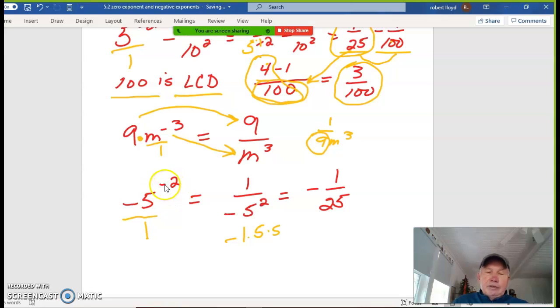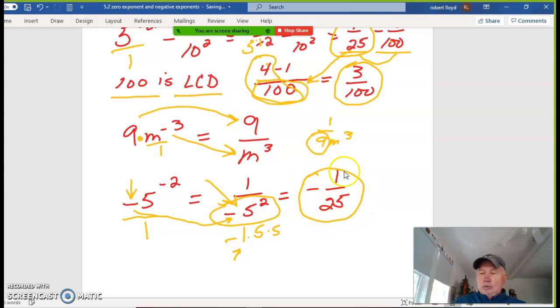So negative 5 to the negative 2, remember that this negative is the sign of the number. It's not anything to do with the exponent. So this sign of the number does not change, but the position does. So the negative 5 raised to the negative 2 changes position, not the sign. So when we carry out the multiplication here, it's negative 1 times 5 times 5. This negative is applied at the very end. So we get negative 1/25.